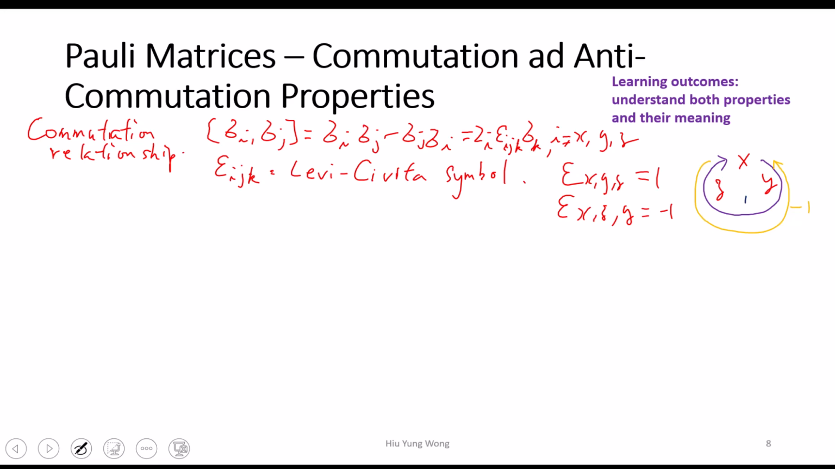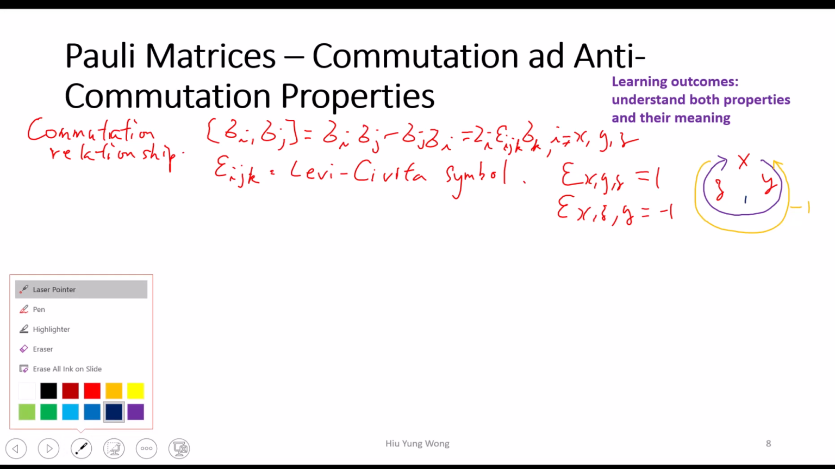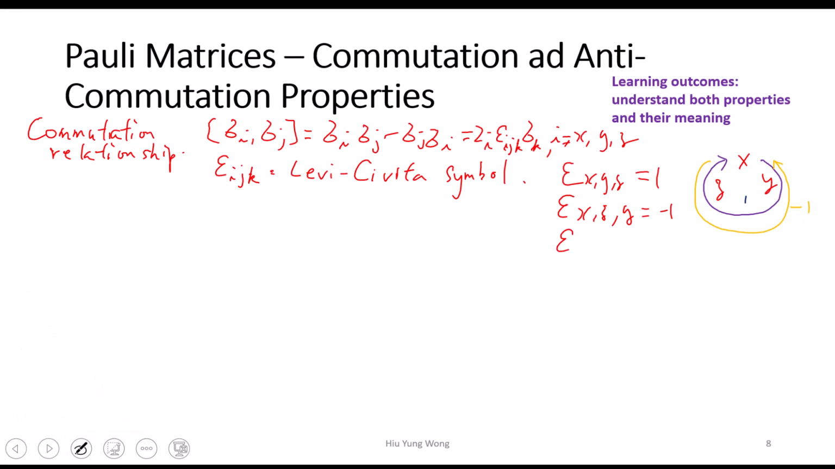You just go through the cyclic order, right? And if you see that it is actually rotating in another direction, you get -1. If you go through the cycle, for example, you can start with y, z, x, you will get 1, right? So let me ask you, what is y, x, z? It should be -1, yeah? Because you look at this cycle, y, x, z, it's going in the anti-clockwise direction, right?